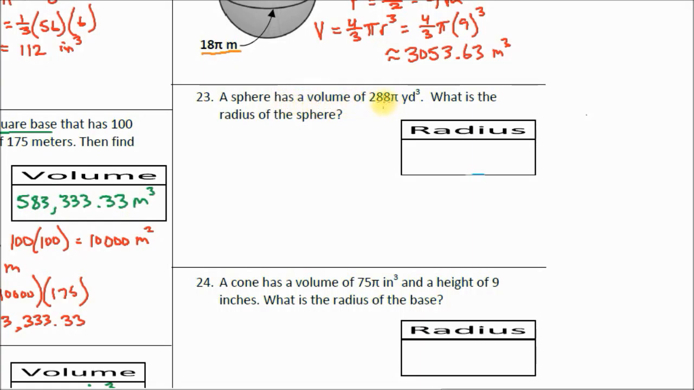A sphere has a volume of 288 pi yards cubed. What is the radius of the sphere? So now we're not being given a radius and finding the volume. We're given the volume and we're finding the radius. Let's take a look. So we know the volume of this sphere is 288 pi, and what we're looking for is the radius. We do not know what the radius of this sphere is. Well, all we got to do is use our volume formula for a sphere, class. Plug in what we know, solve for what we don't know.